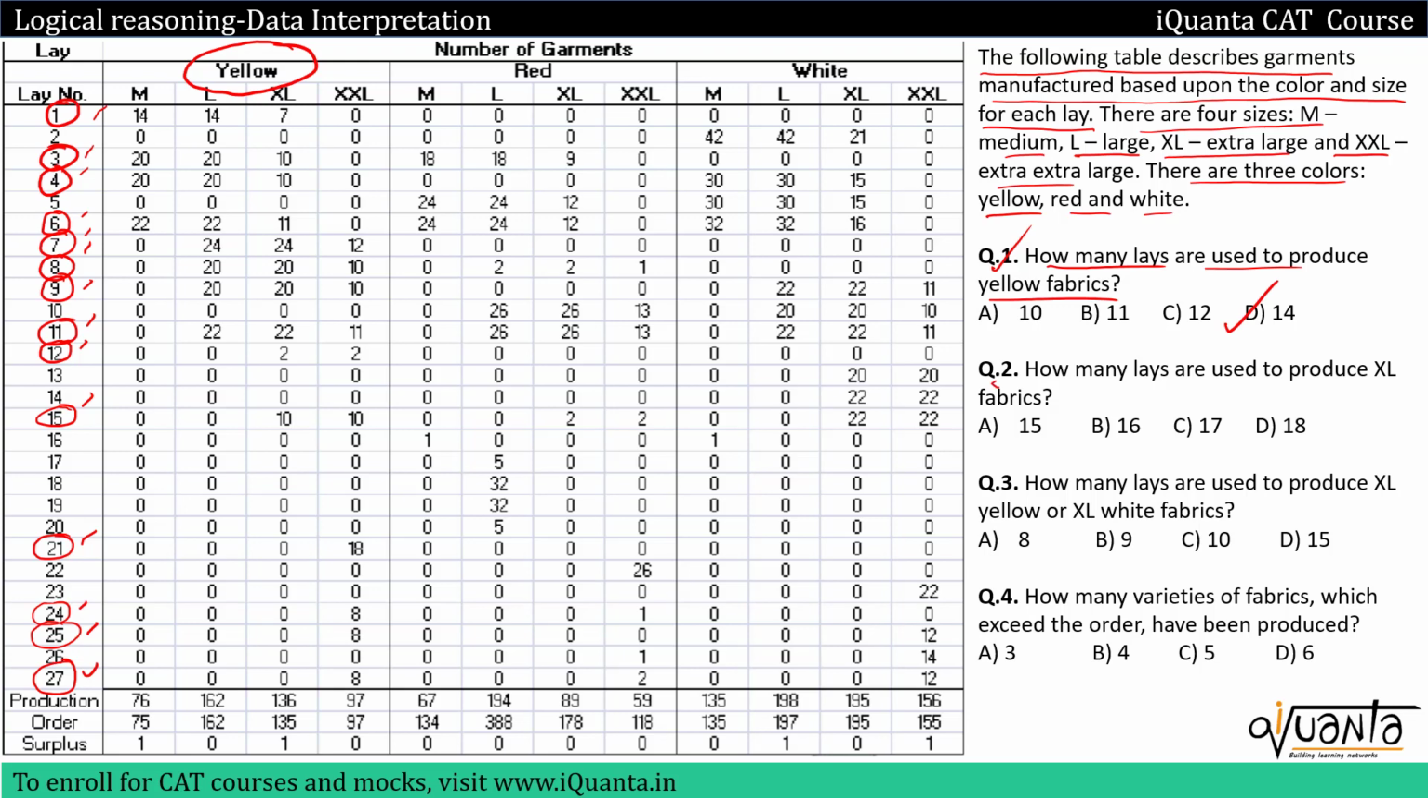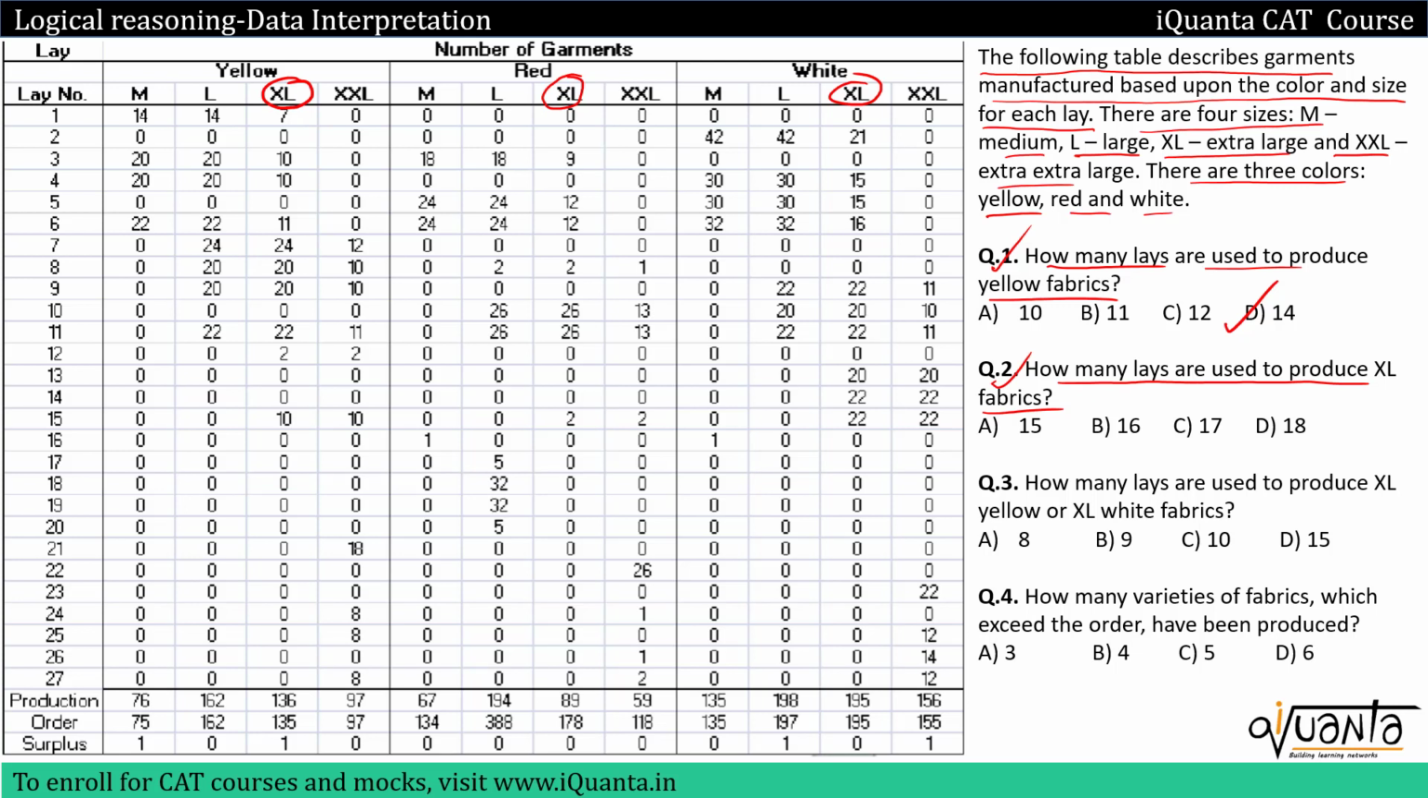Let's solve the next one now. How many lays are used to produce XL fabrics? We now have to focus upon XL fabrics only. So I'll choose this XL from yellow, XL from red, XL from white. So if we have such a lay in which XL garments are 0, that means 0 yellow, 0 red, 0 white, we'll ignore it.